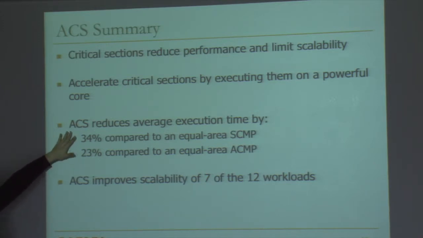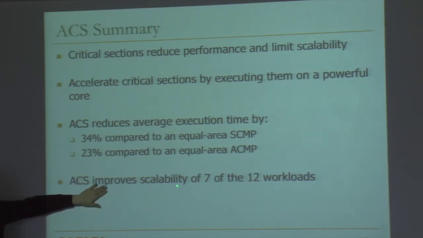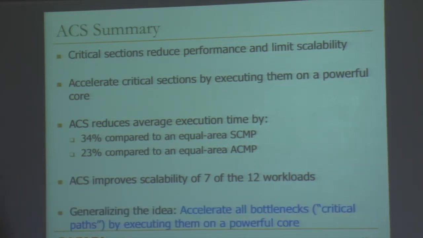And these are the numbers that I tried to make up by looking at that slide. Basically, you can reduce average execution time of these applications that we've evaluated by 34% compared to an equal area symmetric multicore, and 23% compared to an equal area asymmetric multicore that just accelerates serial bottlenecks. And it improves scalability of 7 of the 12 workloads.